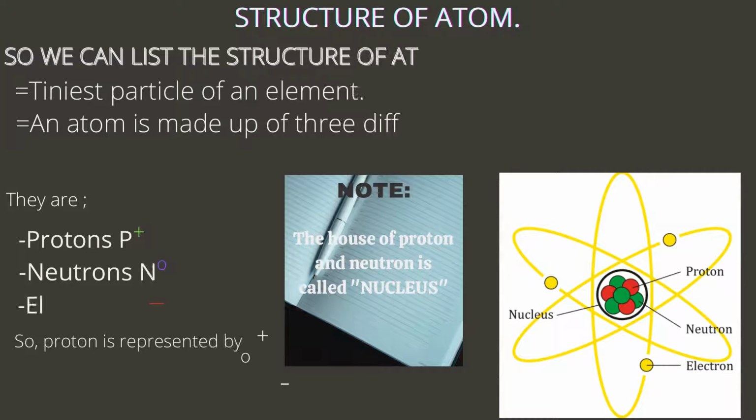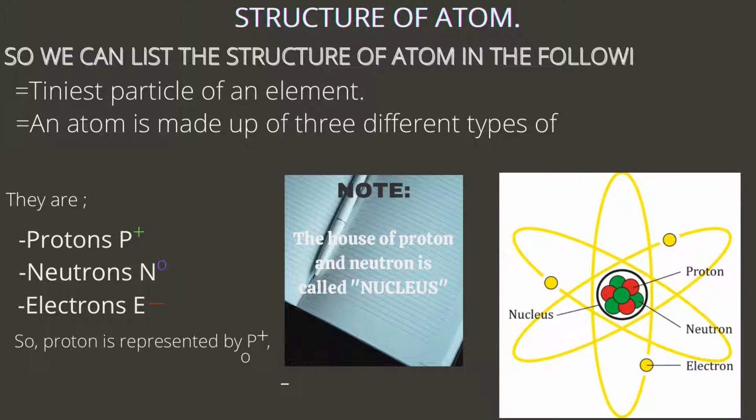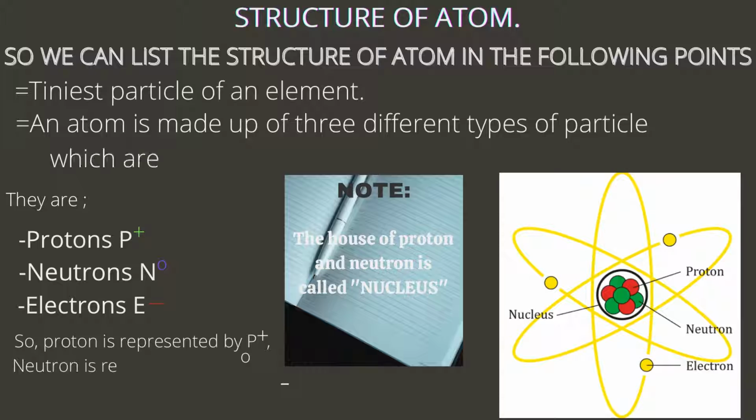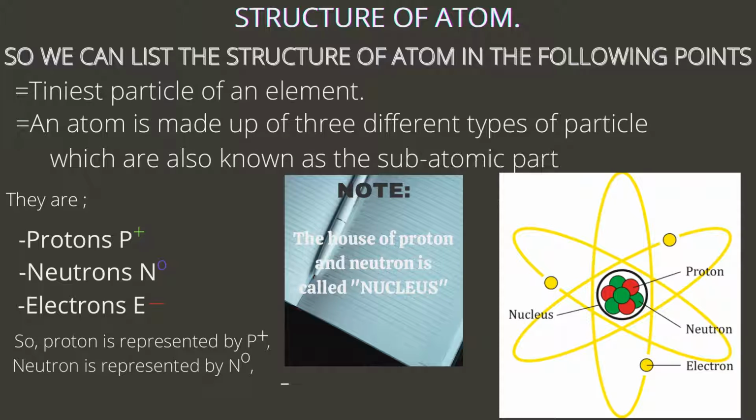Structure of an atom. It is very important. So we can list the structure of an atom in the following points. I make it easy, so let's see it carefully. An atom is the tiniest particle of an element. An atom is made up of three different types of particles, which are also known as the subatomic particles. They are protons, neutrons, electrons.